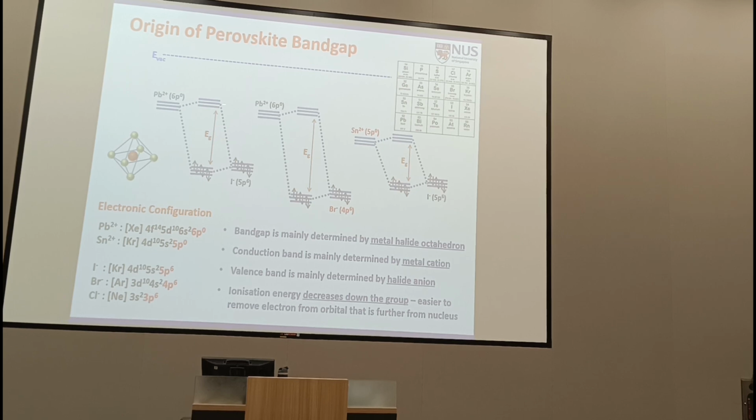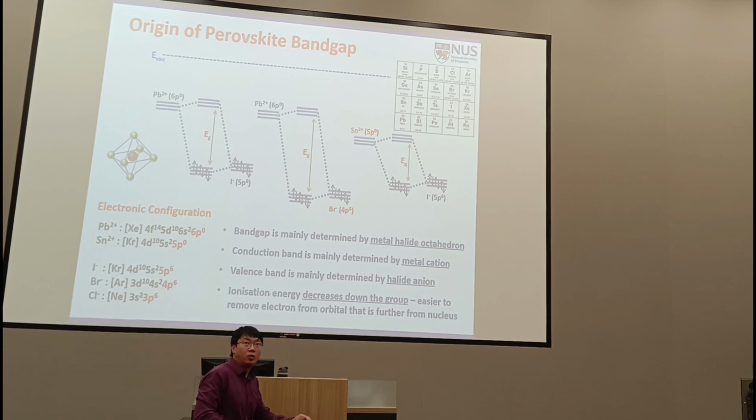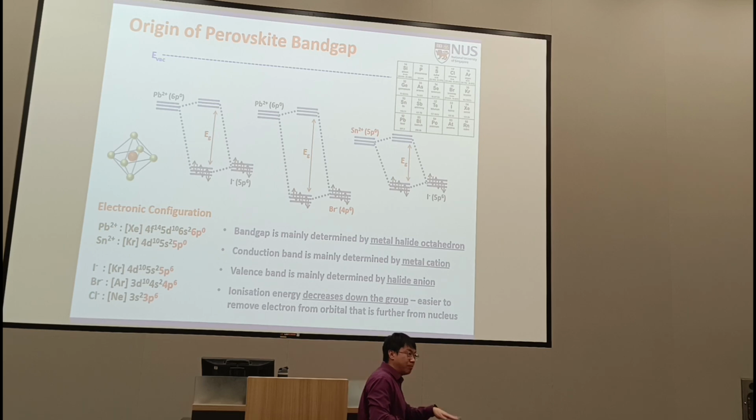Okay, you can also change the lead, right? So you just compare this lead iodide and tin iodide case. Same principle, right? Lead is lower down in the group. It's easier to remove electron to vacuum level compared to tin. Tin is higher up. It's more difficult to remove electron. Okay, so energy lower or deeper, if you like.